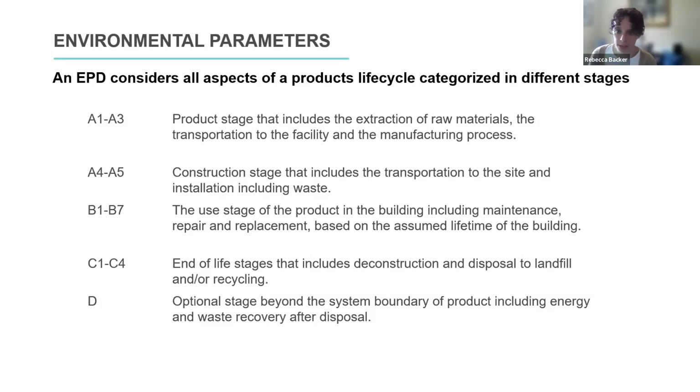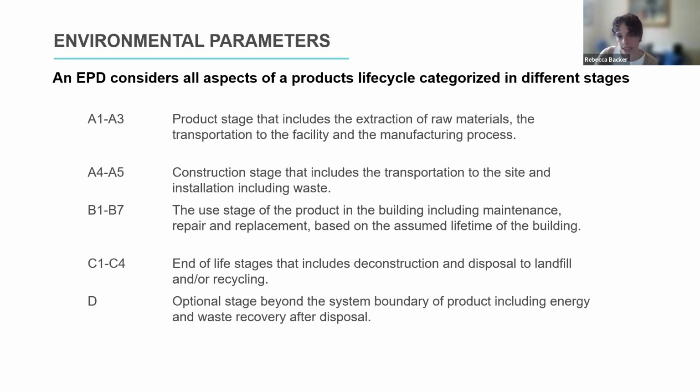The B gate covers the use phase of the product's life cycle and includes things like maintenance, repair, replacement, operational energy use, etc. And that's going to be based off of the product and the assumed lifetime of the building. The C gate covers end of life stages in the product life cycle. So that will include things like deconstruction, demolition, transport to the end of life management site, whether that's landfill or recycling, and then the actual disposal.